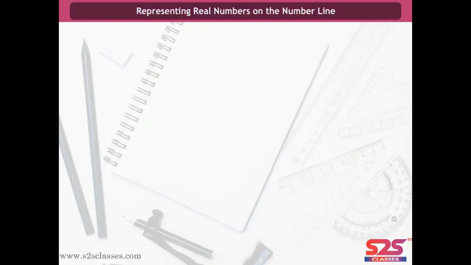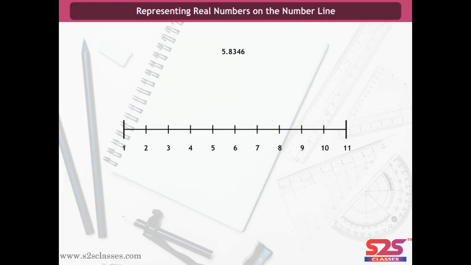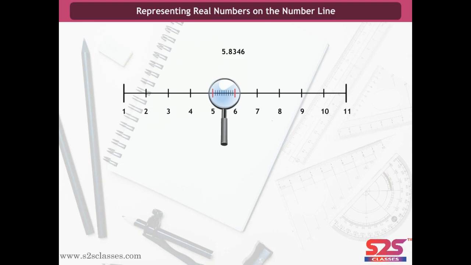Representing real numbers on the number line. Look at this number, 5.8346. How can we represent it on the number line? Let's see. 5.8346 lies between 5 and 6. If we want accurate visualization, we need to divide it into 10 equal parts between 5 and 6, and let us magnify there.